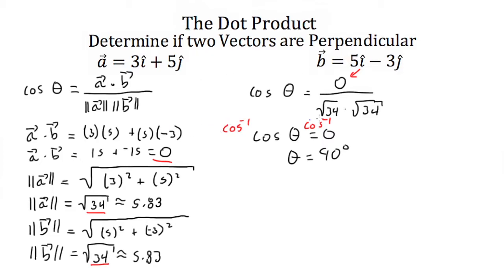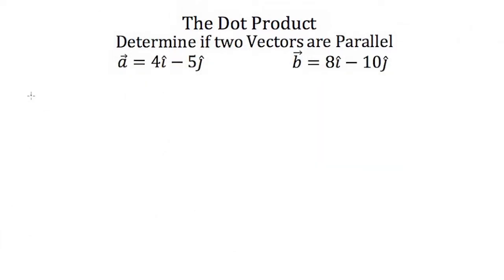The key thing to realize here is if you ever take the dot product of two vectors, and that dot product ends up equaling 0, that means that these vectors are perpendicular. You don't have to do any more math. Again, as soon as you do the dot product and you realize the dot product comes out to 0, your two vectors are perpendicular.